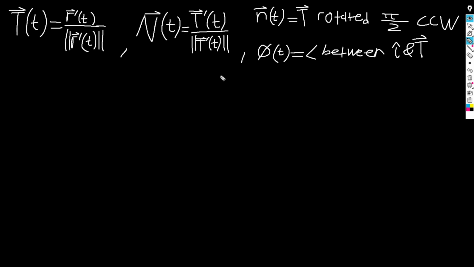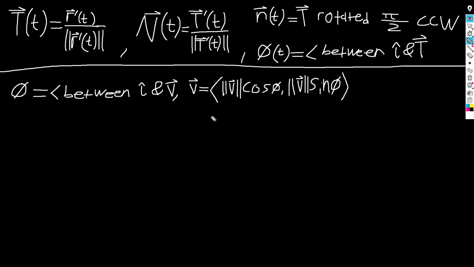We start off with 4 definitions, obviously unit tangent and normal. Over here we define N of t as the unit tangent rotated pi over 2 radians counterclockwise, and then phi of t, which is the angle between i hat and the unit tangent. One of the main properties of vectors is that if phi is the angle between i hat and v, v can be expressed as its x component, which is norm v cos phi, and its y component, which can be expressed as norm v sine phi.